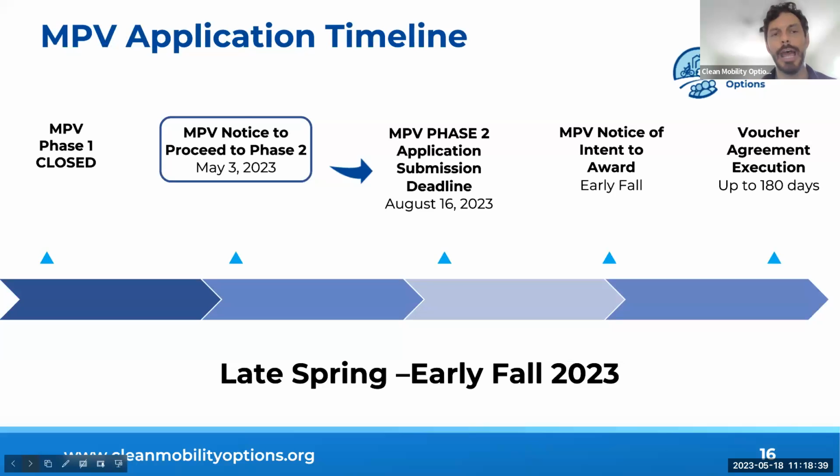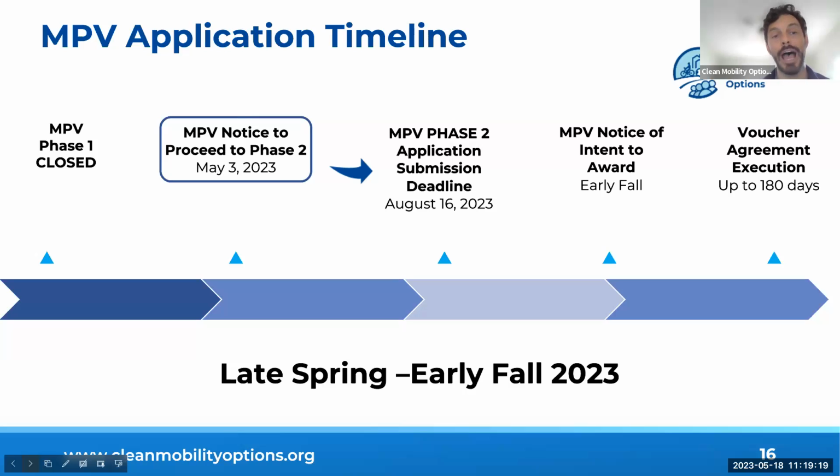Now let's take a closer look at the Mobility Project Voucher application timeline, which outlines the key milestones and deadlines for the application process. So Phase 1 of the MPV application process has already concluded, as we know, and everyone here has advanced to Phase 2. The next important deadline to keep in mind is the Phase 2 application submission deadline, again, August 16, 2023. Once the application review is complete, you will receive the Mobility Project Voucher Notice of Intent to Award. This notification will inform you about the status of your application and whether you have been selected for an award.